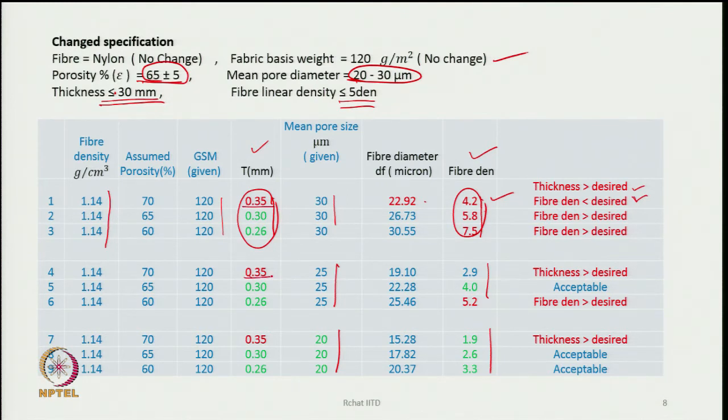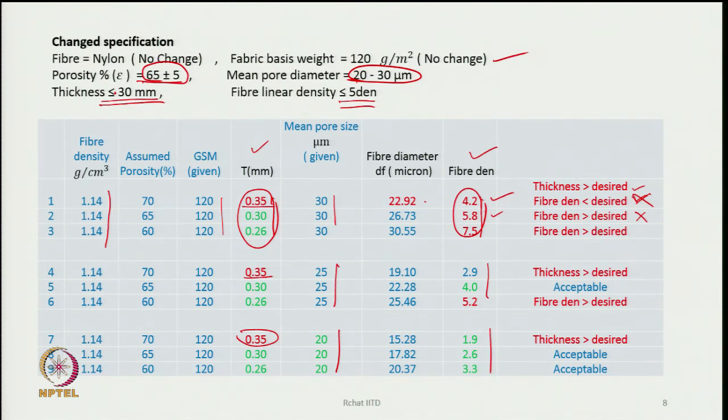In this case also this choice will not be possible. These choices are not suitable, because the thickness is going beyond the required value of 0.30 mm. It has to be 0.30 or less. When we go to the next, the thickness shown in green means it is meeting the requirements. Fiber denier has become 5.8, which is more than 5, and hence fiber denier is greater than desired. So, this is also not acceptable.